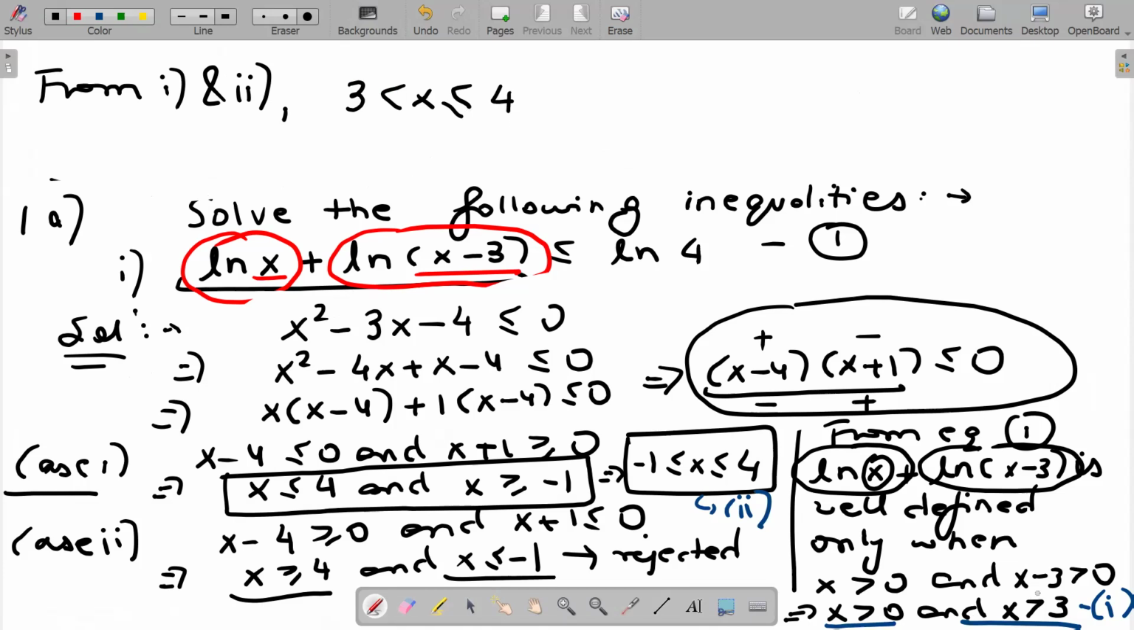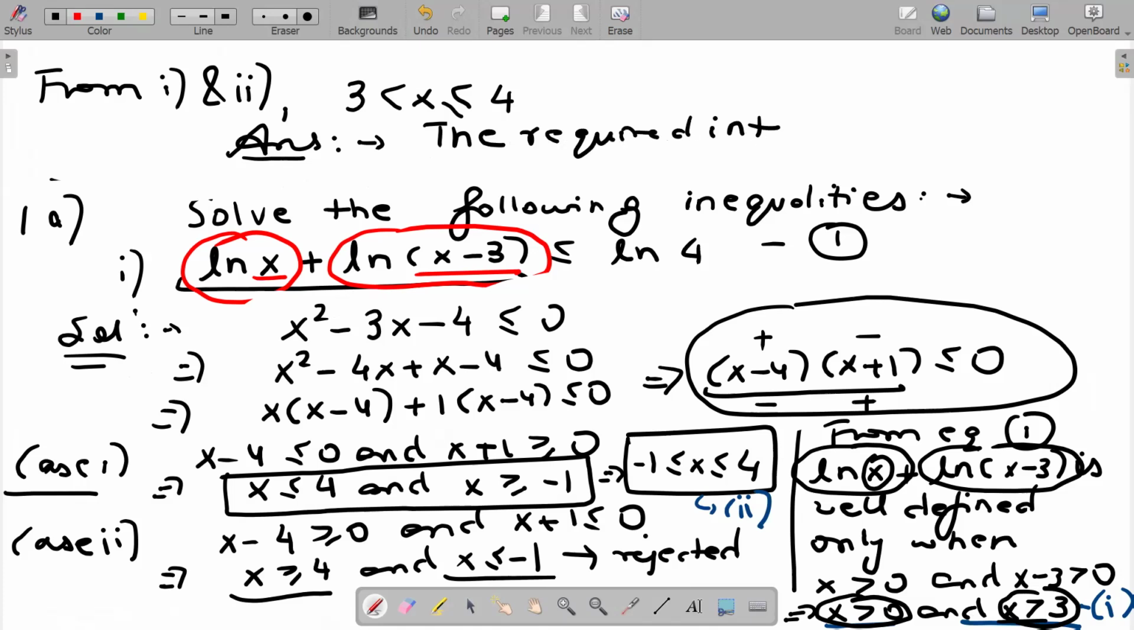It should be strictly more than 3 actually. Also, x strictly more than 0 and x strictly more than 3 means x strictly more than 3. So x should be strictly more than 3, but it should be less than or equal to 4. That means the answer for this question is that the required interval is 3 to 4, where 3 is not included, but 4 is included.